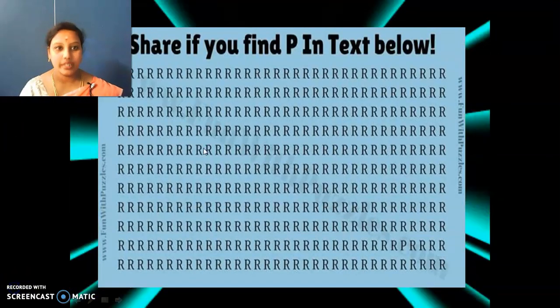Yes. So now the next one is to find P in the text below. Here you are going to find P. Here you can see R alphabets. Correct? In this you are going to find P. So what are you going to do? You are going to find it by yourself and then let me know. Okay?